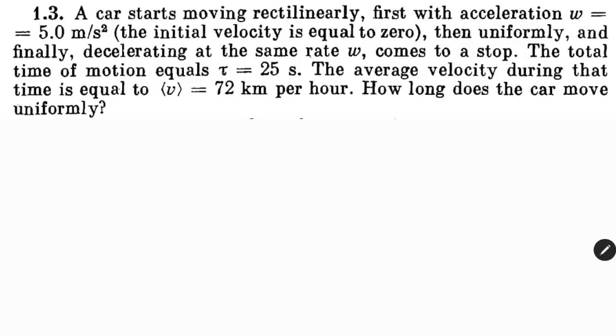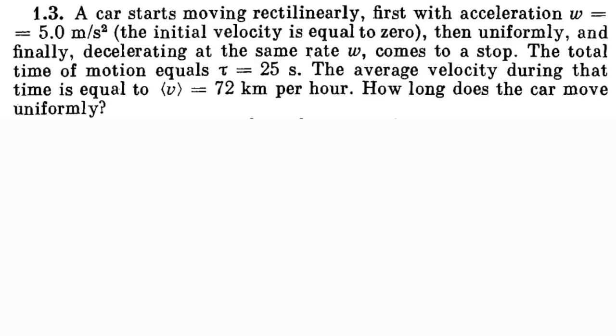This is problem number 1.3, and the problem states: a car starts moving rectilinearly, first with acceleration 5 meter per second square. The initial velocity is equal to 0, then it moves uniformly, and finally decelerates at the same rate a, and finally comes to a stop. The total time of motion equals 25 seconds. The average velocity during the motion is 72 kilometers per hour. How long does the car move uniformly?